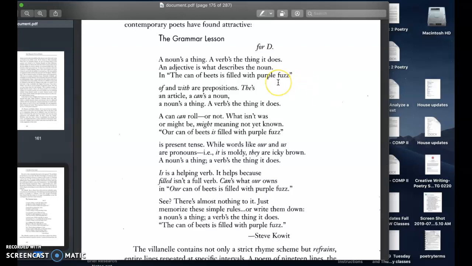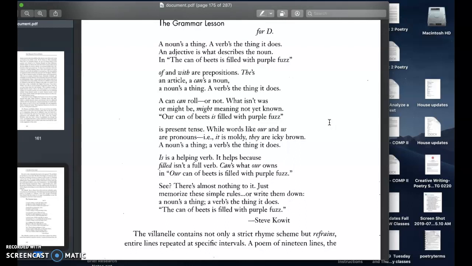So Steve Kowitz put the grammar lesson for D. A noun's a thing, a verb's the thing it does, an adjective is what describes the noun. In the can of beets is filled with purple fuzz, of and which are prepositions. The's an article, a can's a noun's a thing, a verb's the thing it does. A can roll, or not. What isn't was or might be, might meaning not known yet. Our can of beets is filled with purple fuzz is present tense, while words like our and us are pronouns. An example, it is moldy, they are icky brown.